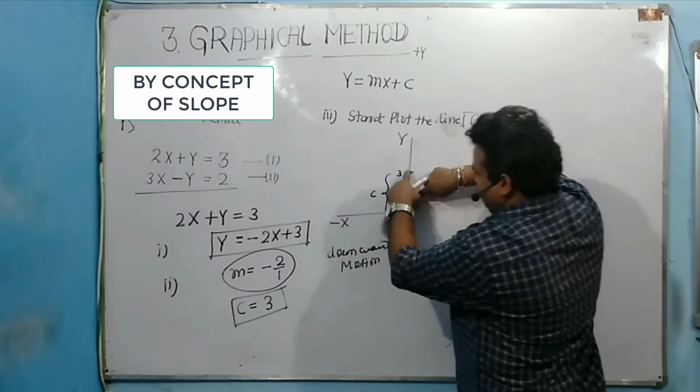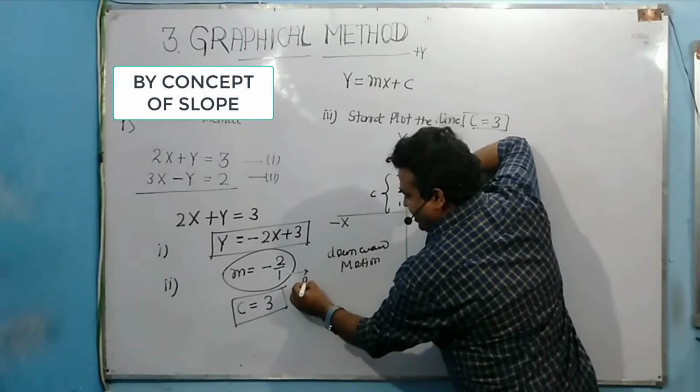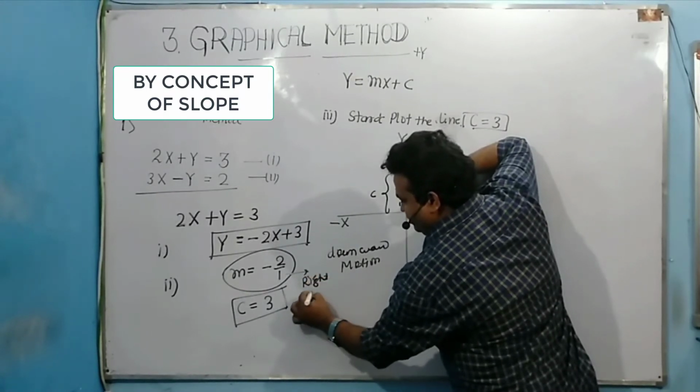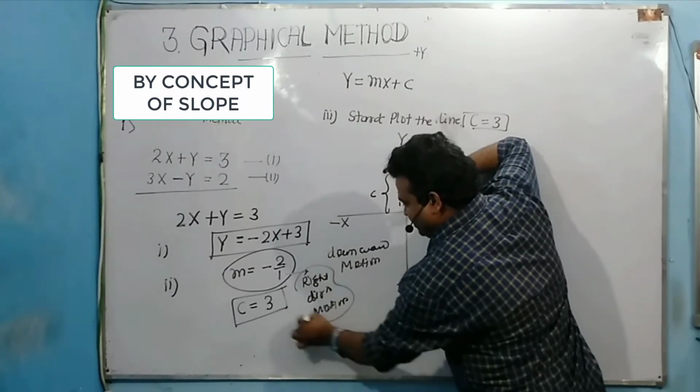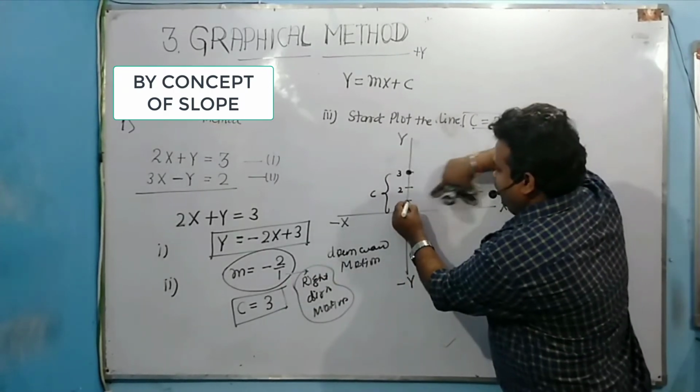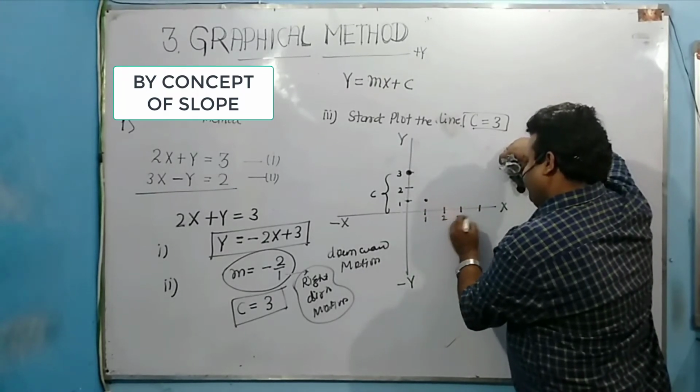So this represents two downward, and this one represents a right stroke, right direction. Always right direction motion. So I move one step rightward. 1, 2, 3, 4.